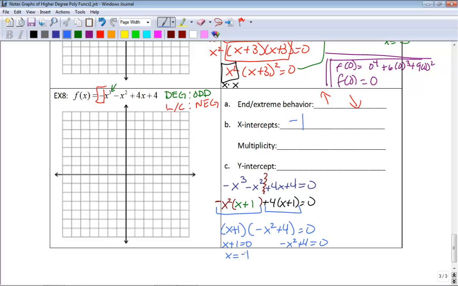How many times did this thing occur in this polynomial? 1 time. I have a multiplicity of 1, which means cross the x-axis at that point. Let's figure out the other one. I have negative x squared plus 4.